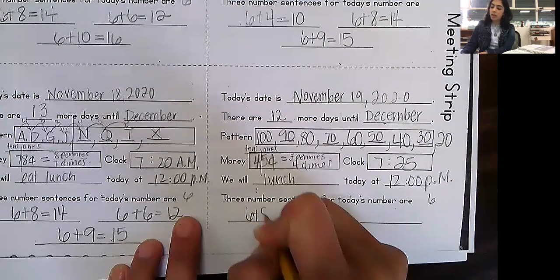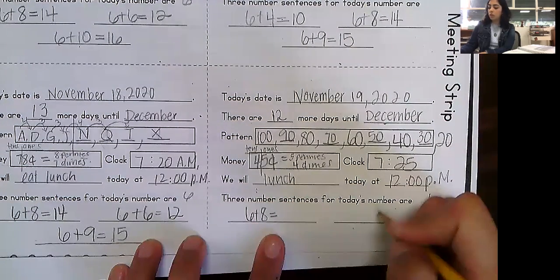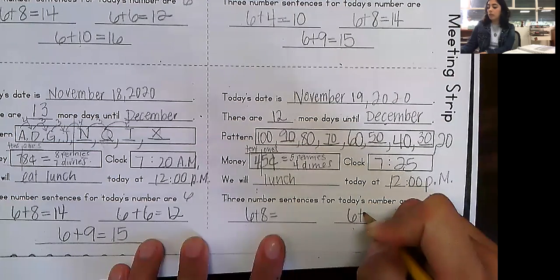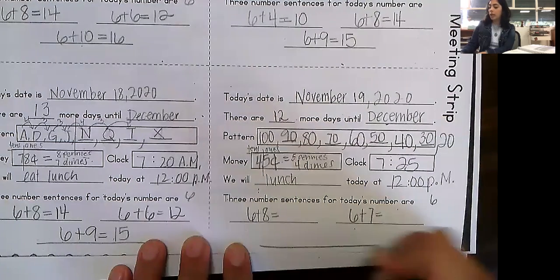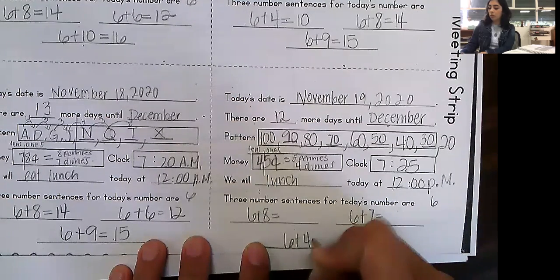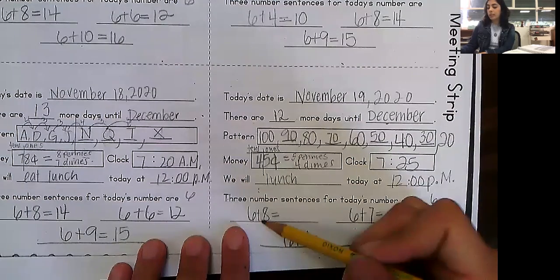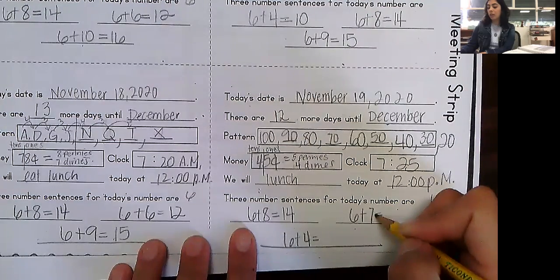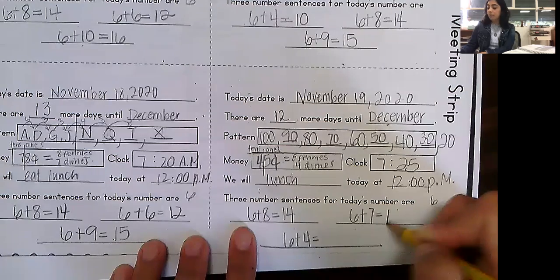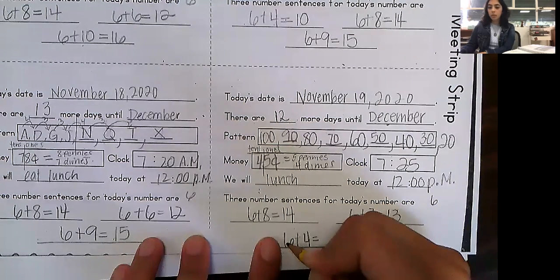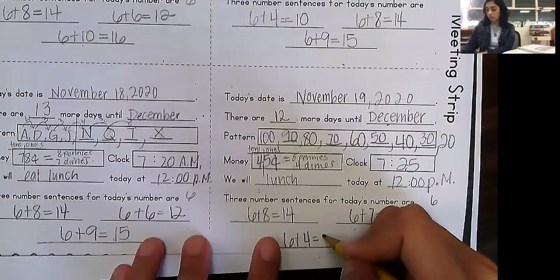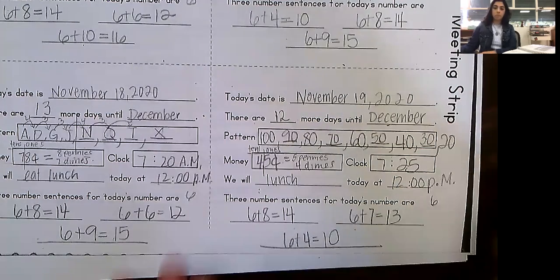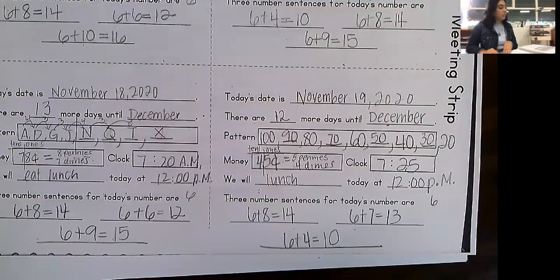6 plus 8 equals, 6 plus 7 equals, and 6 plus 4 equals. 6 plus 8 equals 14. 6 plus 7 equals 13. And 6 plus 4 equals 10. Press pause if you need a little bit more time.